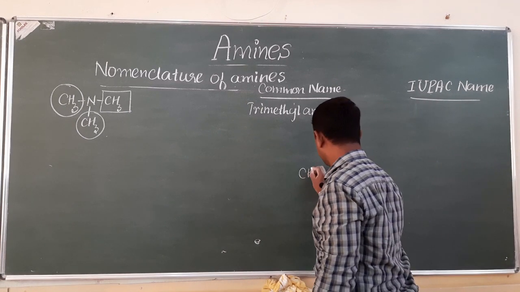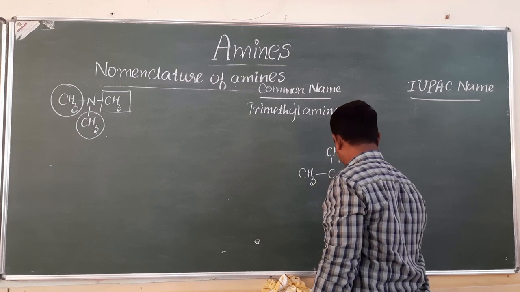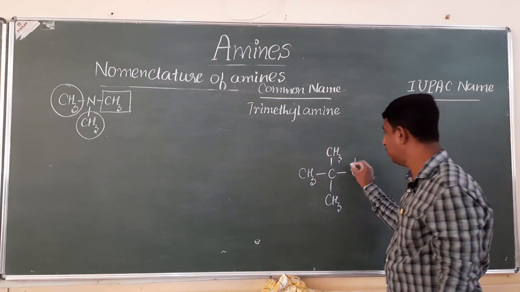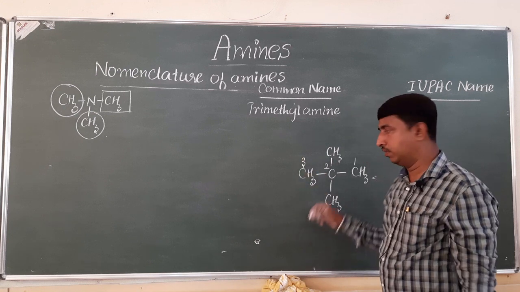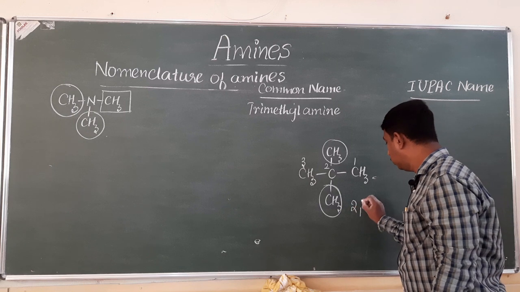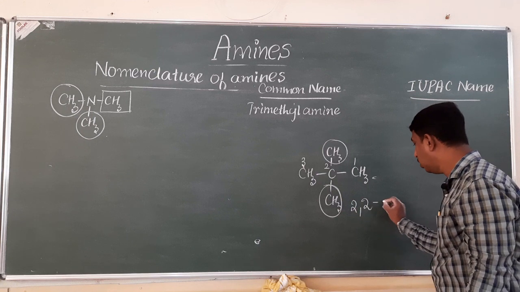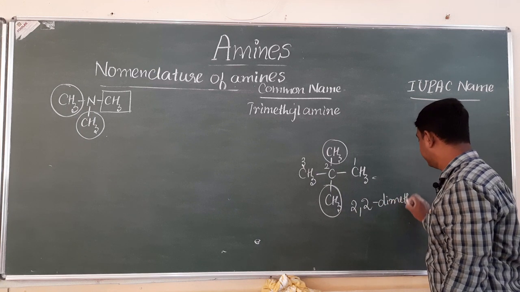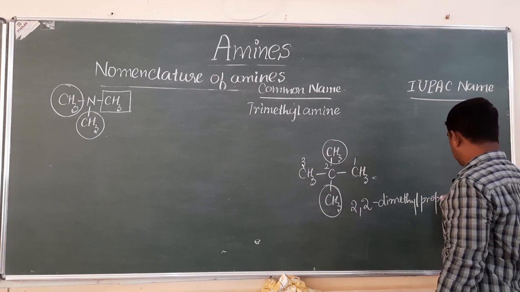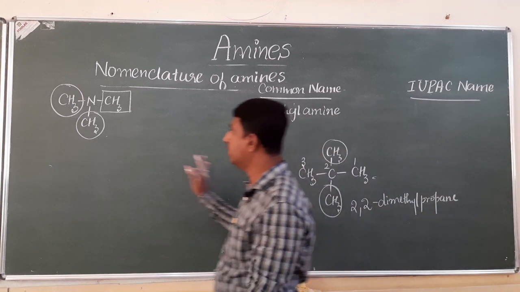Suppose an organic compound is like this, how will we write the name? This is carbon number 1, second one, third one. These 2 are substituent groups. 2 identical groups are present on the same carbon. It is 2,2 dimethyl. 2,2 dimethyl propane.